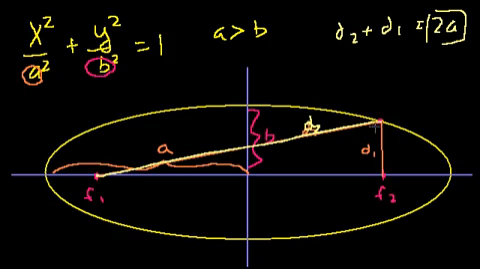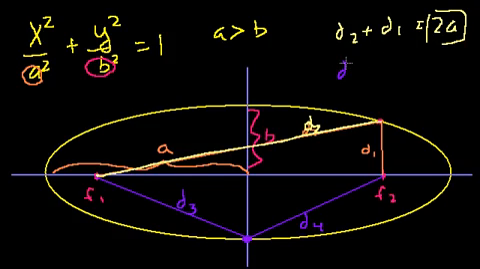So just to make sure you understand what I'm saying, let me take another arbitrary point on this ellipse. Let's take it right there. And if I were to measure the distance from this point to this focus, let's call that D3. And then measure the distance from this point to that focus. Let's call that D4. If I were to sum up these 2 distances, it's still going to be equal to 2a. Let me write that down. D3 plus D4 is still going to be equal to 2a.